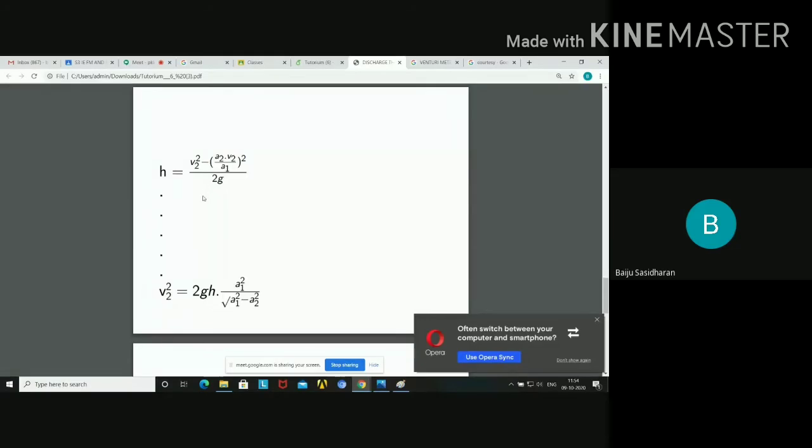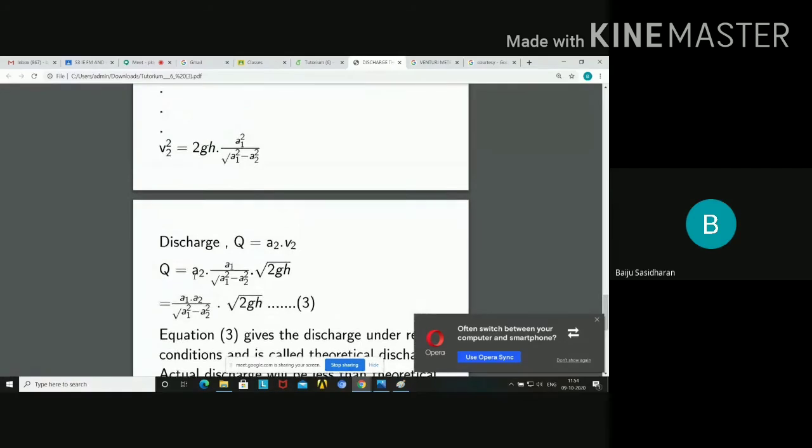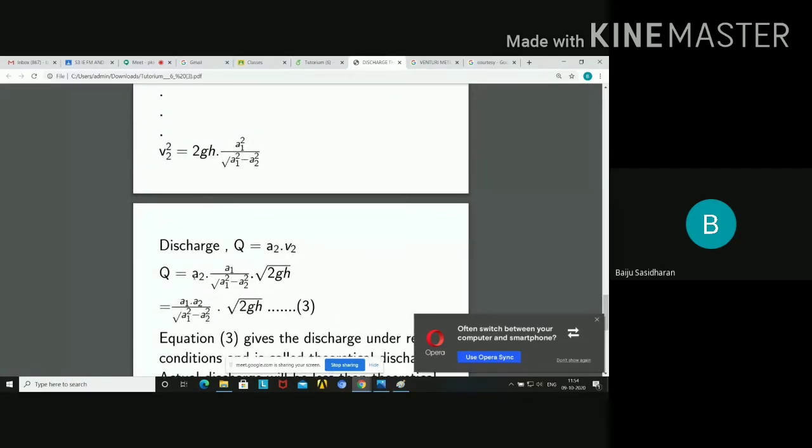Here you have to manipulate this equation so that you find a relation for V2. I have skipped some steps here. Those steps you have to work out and study. Finally you will get V2 square is equal to 2gH into A1 square divided by A1 square minus A2 square.